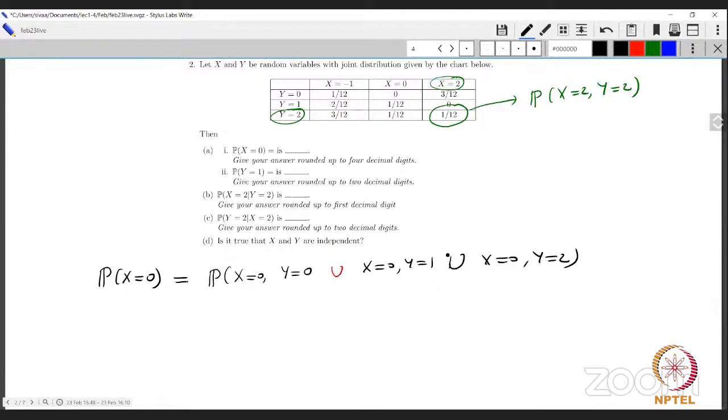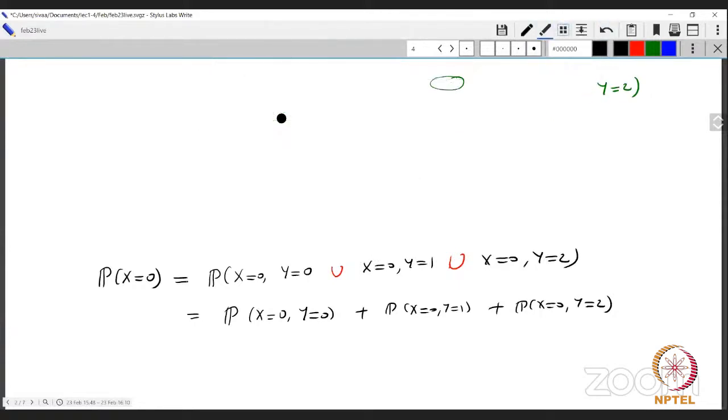So let me mark them in red hue. Disjoint events, so I can add them up. When I add them up, I get the probability x equal to 0, y equal to 0, plus the probability x equal to 0, y equal to 1, plus the probability x equal to 0 and y equal to 2. That's what I do. That means all I would do is go to the table.